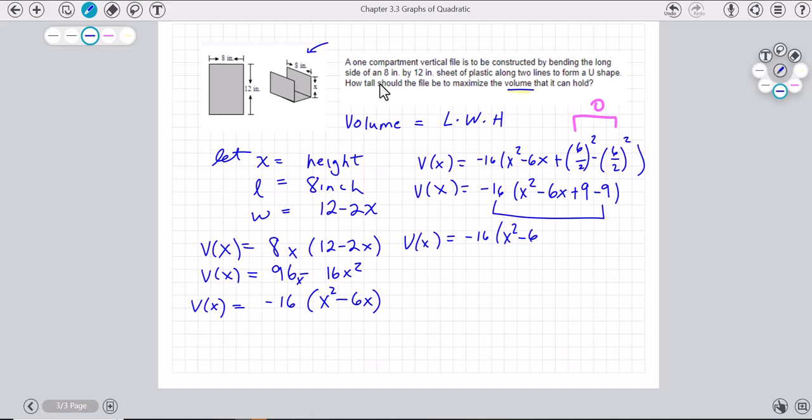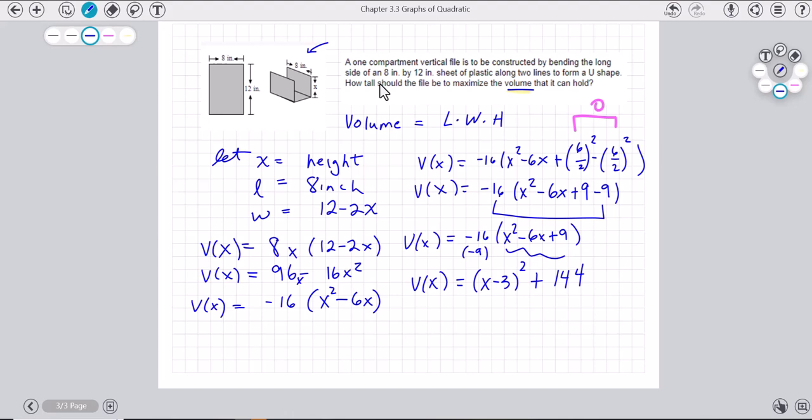my x squared minus 6x plus 9, and then I'm going to pull this out front here. So I'm going to be multiplying it by the negative 9. And so that gives me my V of x is this piece. Now you see I can factor it, x minus 3 squared, and then multiplying these two values gives me plus 144.